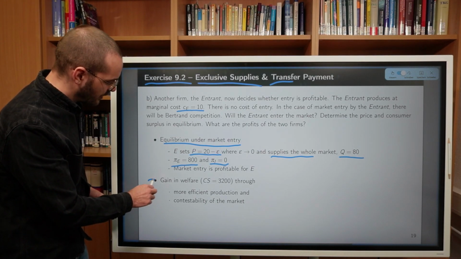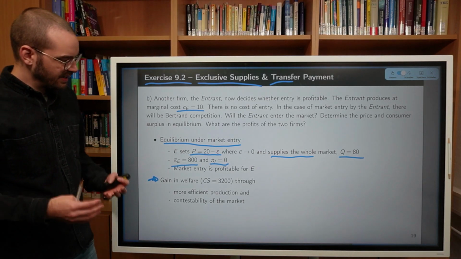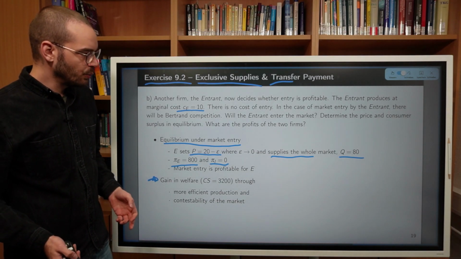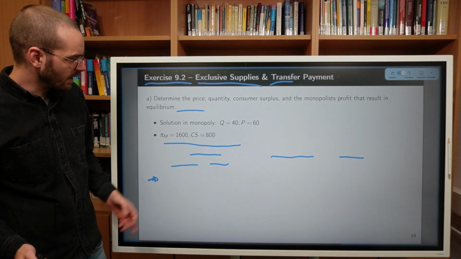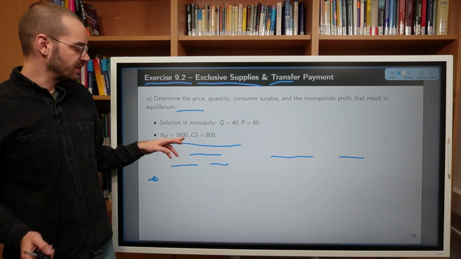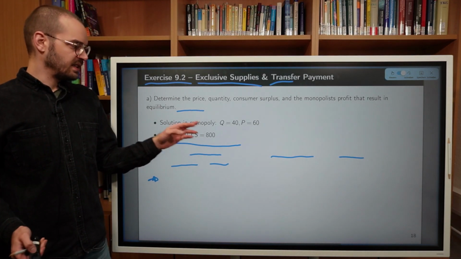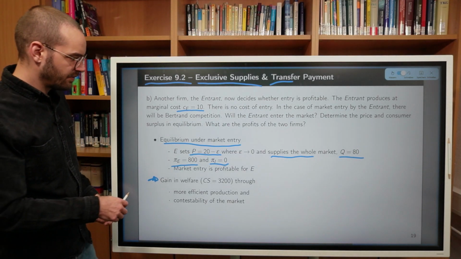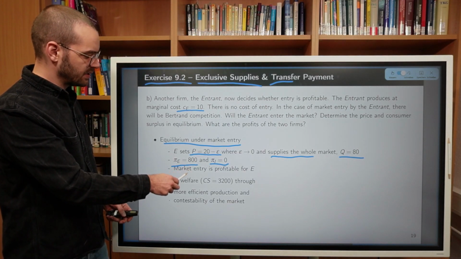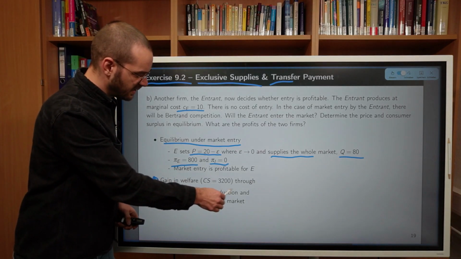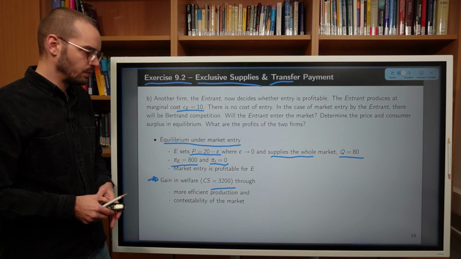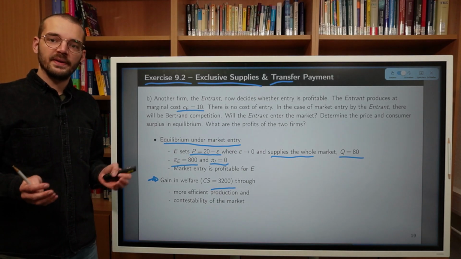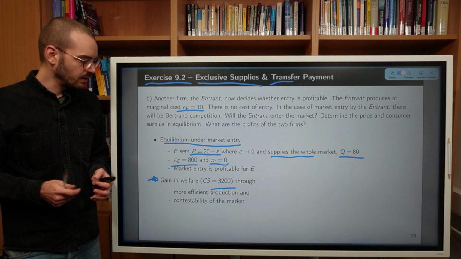At the same time, what we observe is we have gains in welfare. As a reminder, previously we had profits in the amount of 1600 and consumer surplus in the amount of 800. Now we have profits in the amount of 800 and consumer surplus in the amount of 3200. Where does this increased consumer surplus, where does this increase in welfare come from?